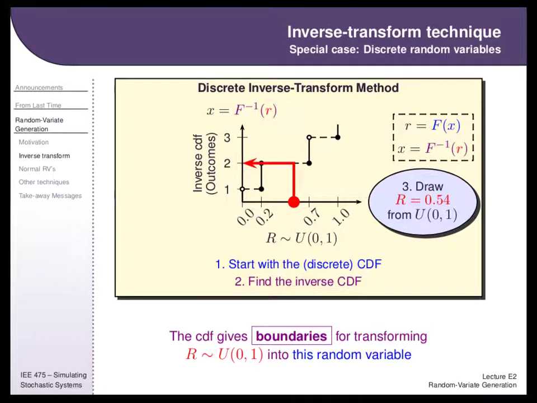Now, this CDF gives you the boundaries for transforming this. Basically, this shows you that anything from 0 to 0.2 would go to outcome 1. Anything from 0.2 to 0.7 would go to outcome 2. Anything from 0.7 to 1 would go to outcome 3. And that will end up generating them with the right probabilities, because we wanted outcome 2 to be most frequent, and that's got the biggest interval. And so that's how that works.